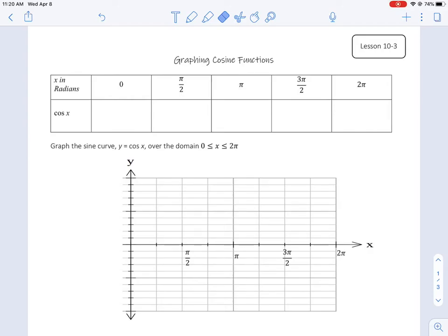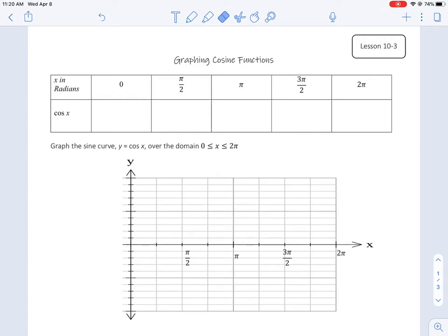So what I would like you to do, please pause this video, and in your calculator take the cosine of 0, pi over 2, pi, 3 pi over 2, and 2 pi. Type each one of those into your calculator and get me the values that your calculator gives you. So please pause this video and try this as a warm-up.